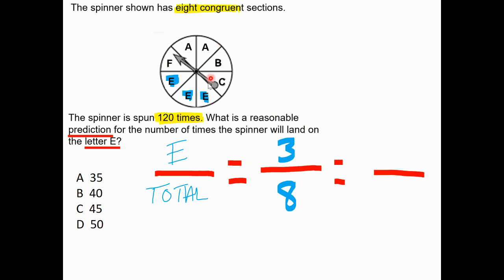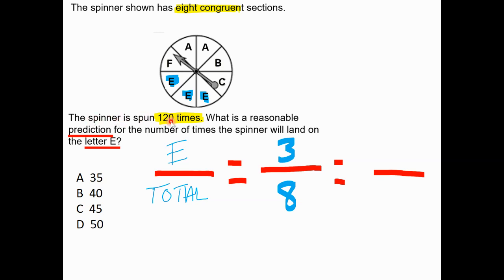I don't want to sit here and spin this spinner 120 times to see how many times it'll land on the letter E. I'm going to use my proportion to estimate a good prediction for that. So you just have to be careful with this last number. Make sure you're putting it in the right place.